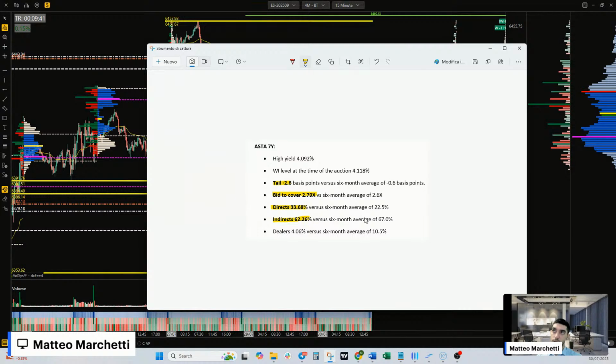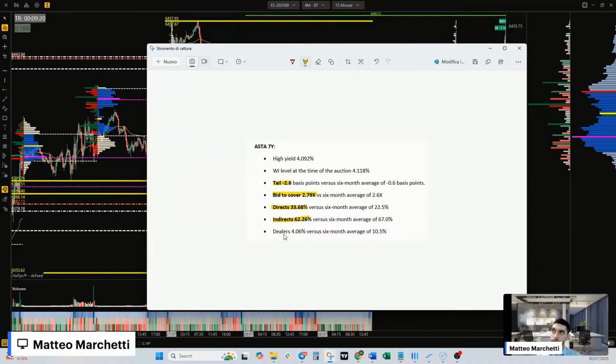So they bought way more than the average. We have indirects, which represent the external, so international, let's say, demand during the auction, and the result was slightly below the average. But the most important thing is this one.